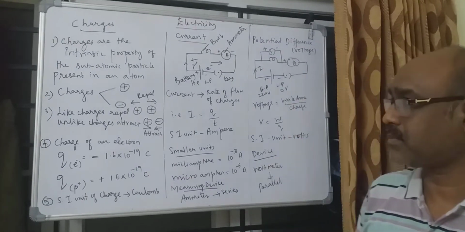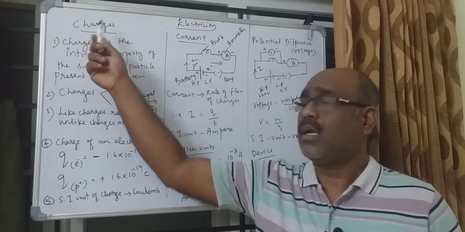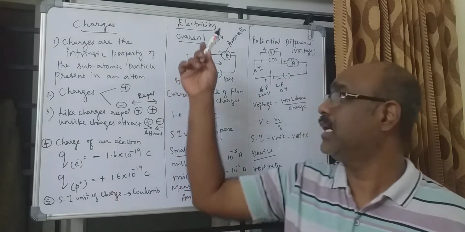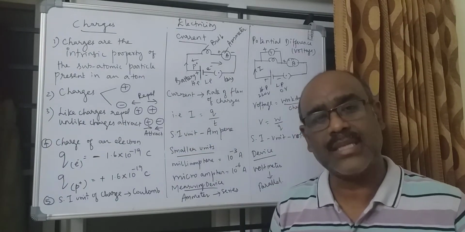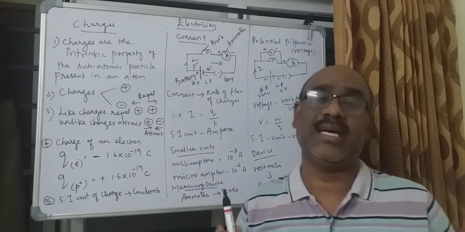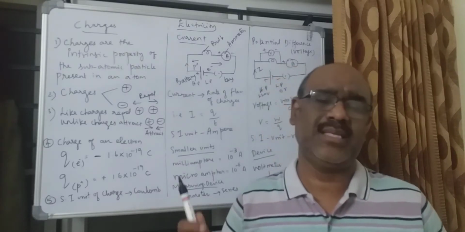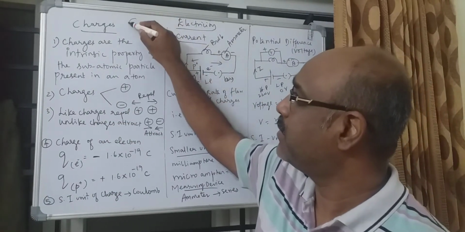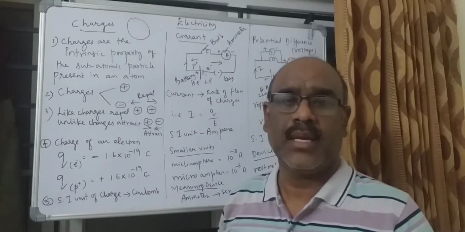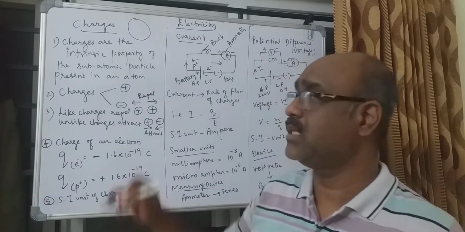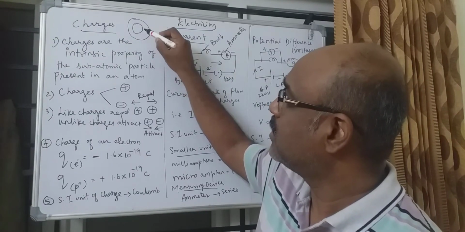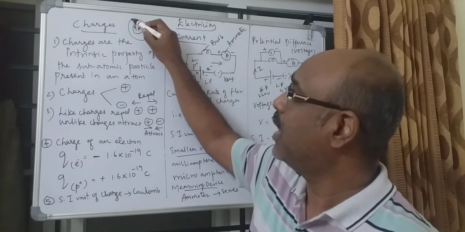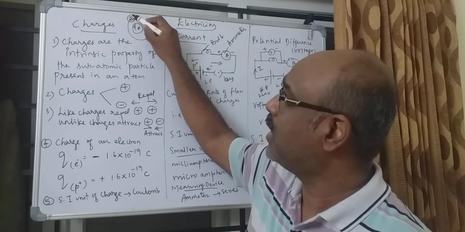My dear students, what are charges? To first study the chapter electricity, it is very important that we know what charges are and where these charges are present. It is very simple: an atom comprises subatomic particles such as a proton and a neutron inside the nucleus, and the electron revolving around the orbital path.